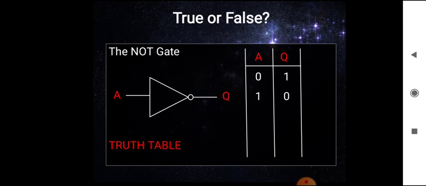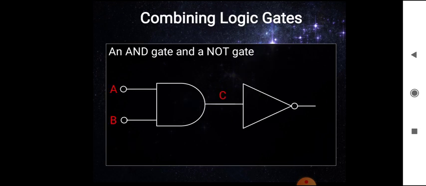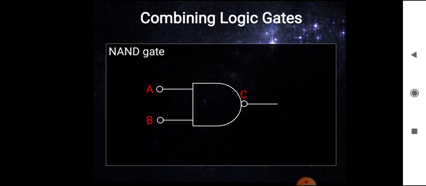Okay, so now coming to the other logic gates. When we combine logic gates, we will get 2 more logic gates, that is the NOR gate and NAND gate. So how will we get them? We will get these 2, NAND gate and NOR gate, by combining logic gates.